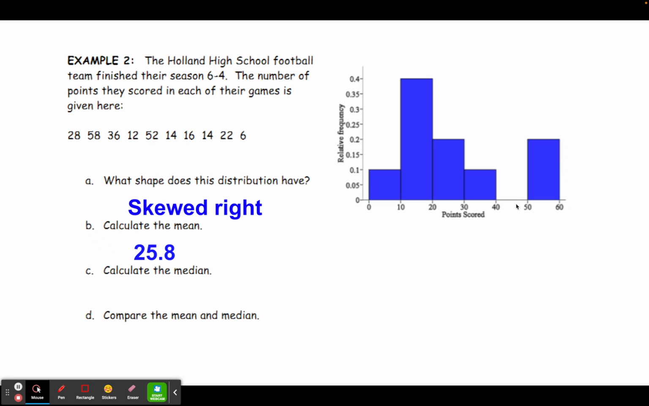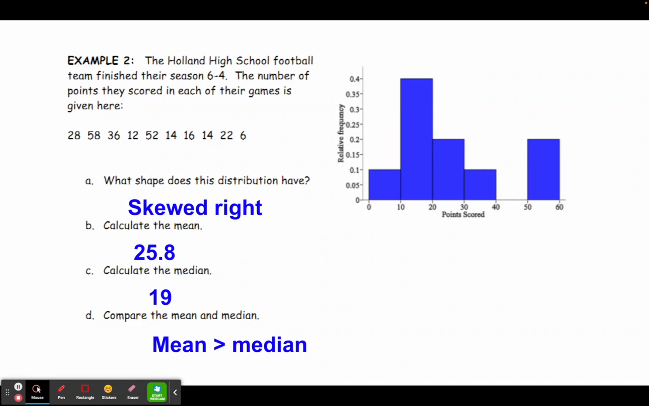Now, for the mean of that distribution, I got 25.8 points. And for the median, I only got 19. So now when we compare the mean and the median, what happens here is that our mean is greater than the median, right? They're not really that close. They're off by almost 7 points, which is like a full touchdown in football.